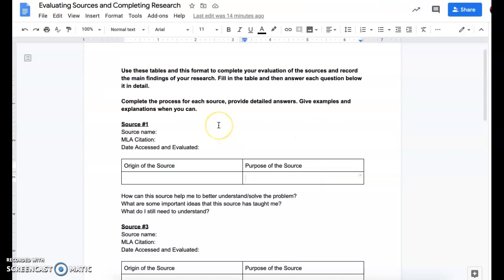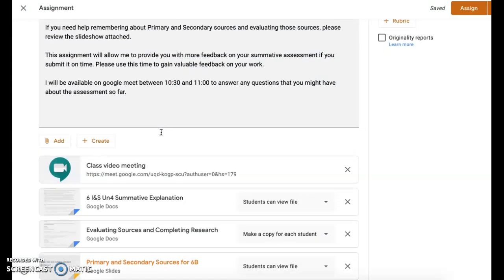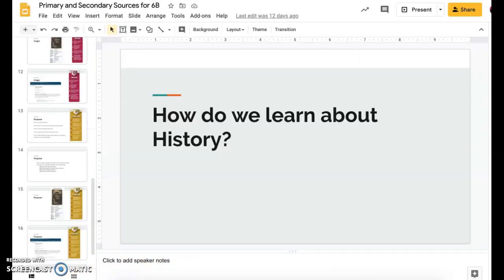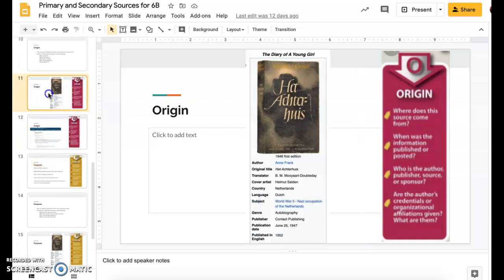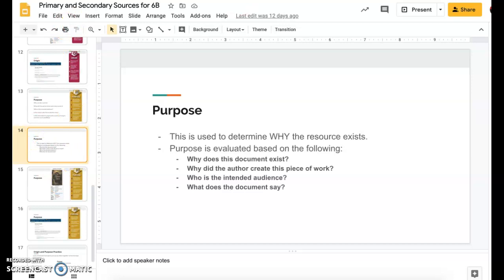As you evaluate your sources, what you're going to be doing today and Thursday, you're going to be looking at them for their origin and purpose. If you need a review of what origin and purpose are, we did it in a small classwork activity last week, and we'll be reviewing the same ideas that we did earlier in the year. You can find all that information for origin and purpose here in this slideshow. So it talks us through what origin is, what we need to look for, purpose, that is, okay? So these are the things you need to be explaining in your evaluation of origin and purpose.